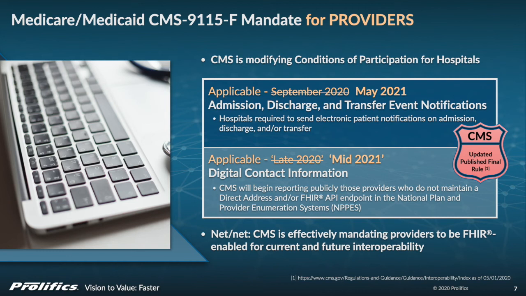If you look at it, these are pretty simple things from a capabilities perspective, but the net here is that CMS is effectively mandating that providers be FHIR enabled and be able to find each other and be able to talk to each other. Really, what this is all about is fostering future interoperability for capabilities beyond these two specific requirements. You also notice that the applicability dates for these requirements are not very far away. With the recent delay published in the CMS final rule in the Federal Register, you've got an extra 6 months in which to be compliant, but those dates are still fast approaching.